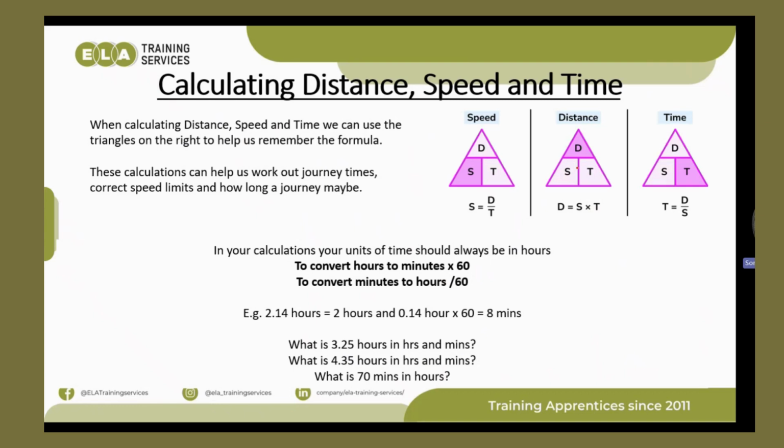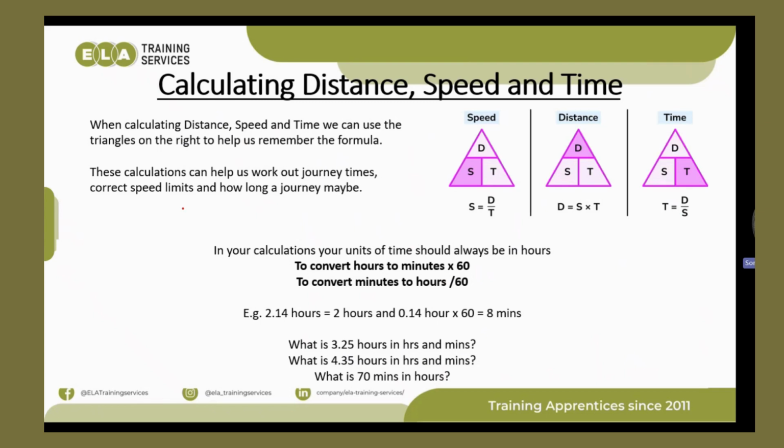So when calculating distance, speed and time, we can use the triangles on the right to help us remember the formula. So to calculate speed, we do distance divided by time. To calculate distance, we do speed times time, and to calculate time, we do distance divided by speed. And these calculations can help us work out journey times, correct speed limits, and how long a journey may be.